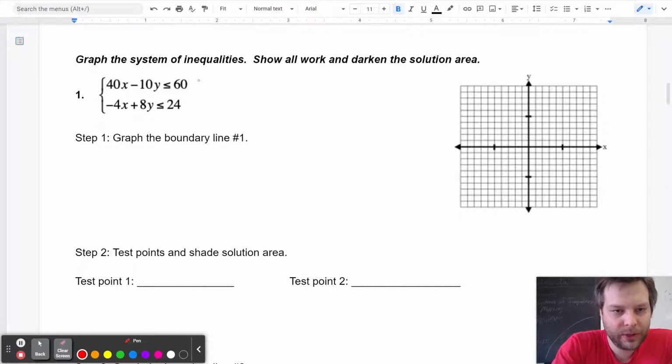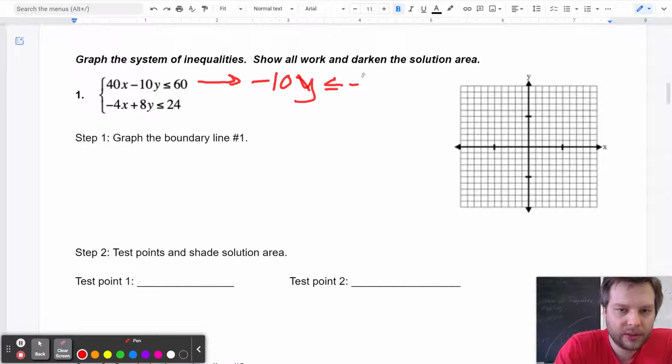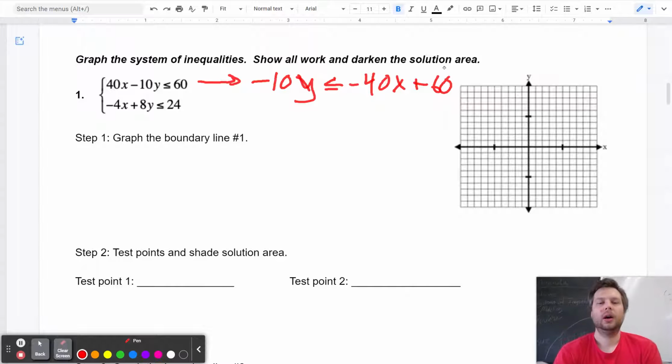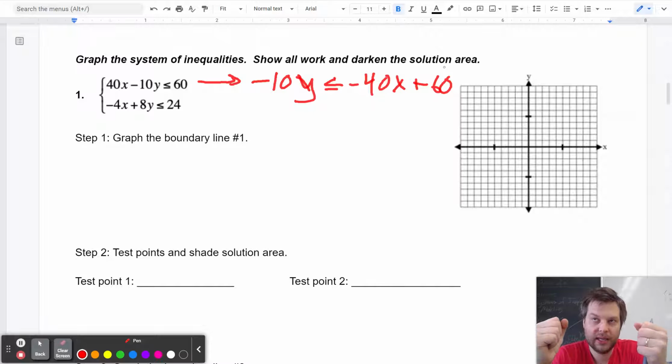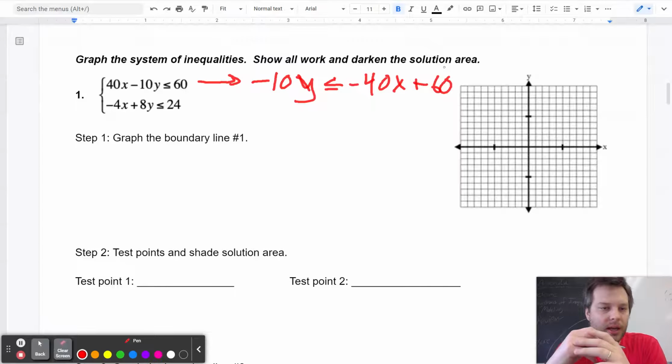So first one, if we're going to switch it to y equals mx plus b form, what we're going to do is subtract 40x from both sides. So then we end up with negative 10y is less than or equal to negative 40x plus 60. Notice all you have to do is move the x to the other side of the equation. And how do you move it? By doing the opposite to both sides. That is the key idea when you're working with something algebraically, is if you do the opposite to both sides, you still have a valid equation. Still have a valid inequality in this situation.